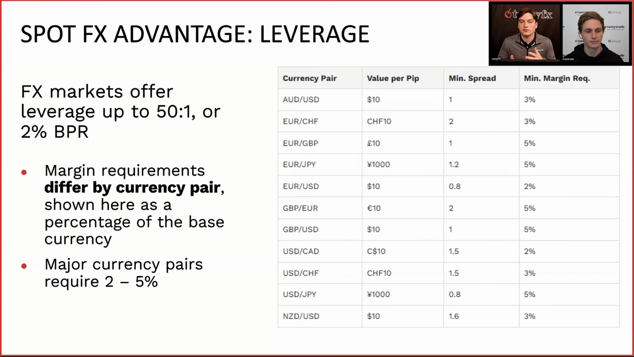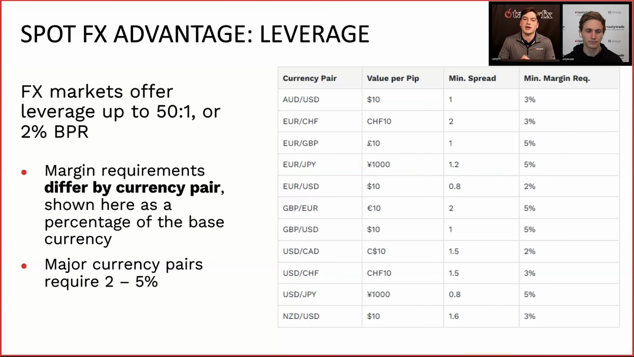And that goes back to contextualizing this, really looking at that dollar per pip movement, just to see what kind of nominal exposure and what kind of swings will affect your P&L. And these margin requirements differ by currency pairs. So these are expressed here as a percentage.